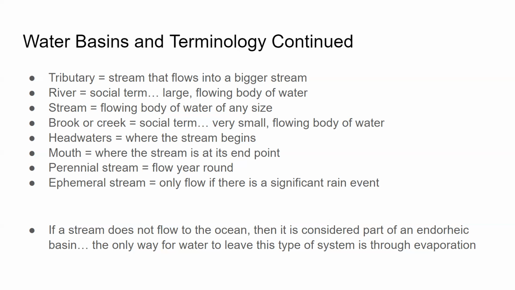A perennial stream is one that flows year-round. An example would be the Kalamazoo River. And an ephemeral stream is one that only flows if there's a significant rain event or heavy snow melt. You typically encounter these out west. And just know that if a stream does not flow to the ocean, then it is considered part of an endorheic basin. The only way for water to leave this type of system is through evaporation.